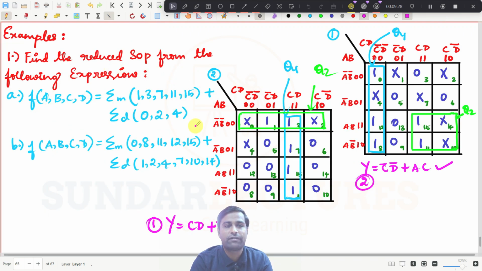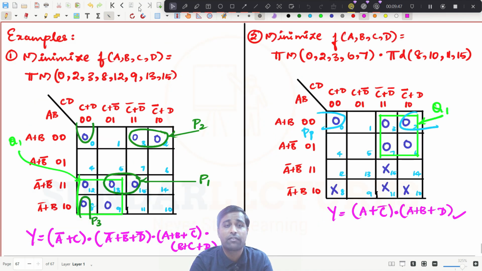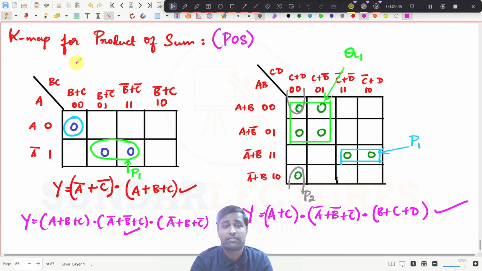And we have also tried to minimize the SOP functions with the don't care conditions, right? For don't care conditions, you may or may not consider that X to be 1. If you need to consider that X to be 1 so that the quad, octet or pair possibilities are available, you can do that, right? And we have gone through SOP functions and POS functions, and we have simplified the POS functions, right?